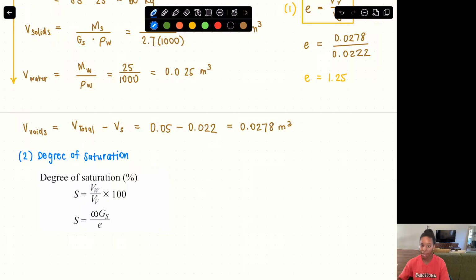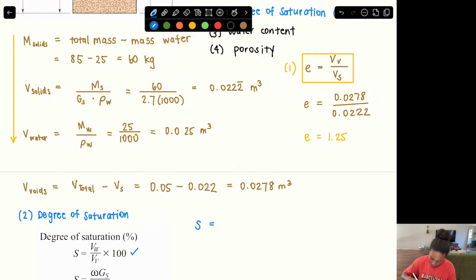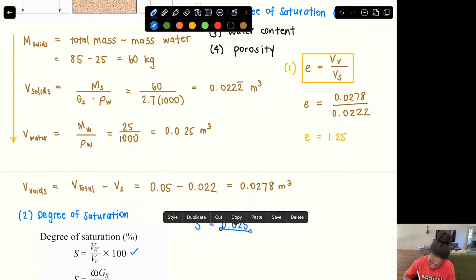What factors do we have? So we have everything that we need for this first one. So that's the one that we will use. So S is going to be equal to the volume of water, which we found to be 0.025, divided by the volume of the voids.